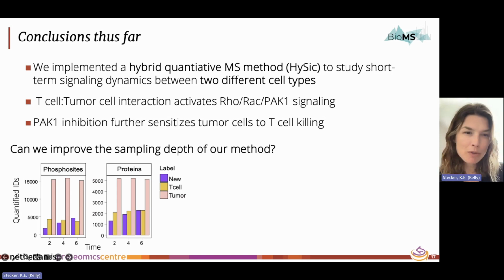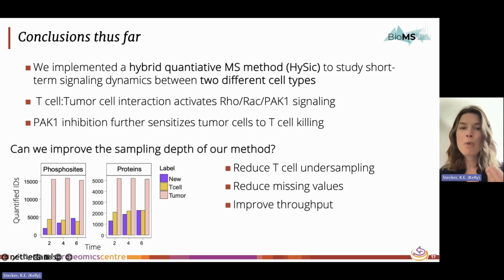But as I mentioned before, we really saw a lot of opportunity to improve our method. So one thing we wanted to do was to improve our sampling depth for all of our cell lines, but particularly for our T cell content, because we are very much undersampling the T cells compared to the tumor cells in our co-culture system. So we wanted to reduce T cell undersampling. We wanted to reduce the amount of missing values in our data sets, because of course that's very problematic for quantifying trends over time and extracting biological patterns. And we also wanted to improve the throughput of our method.